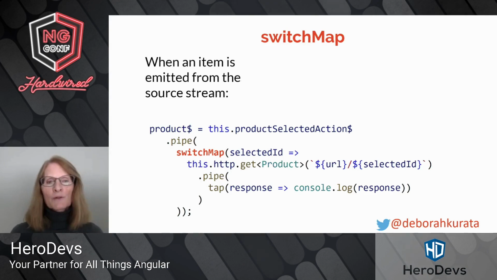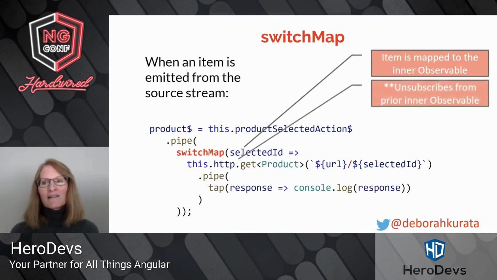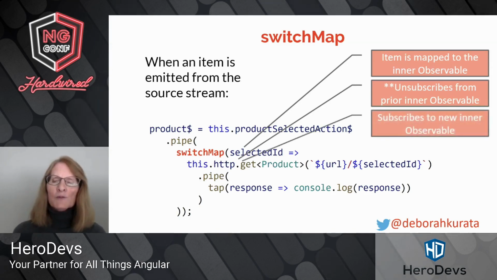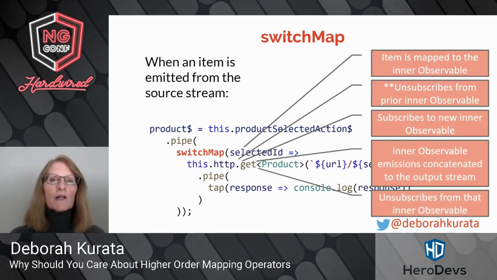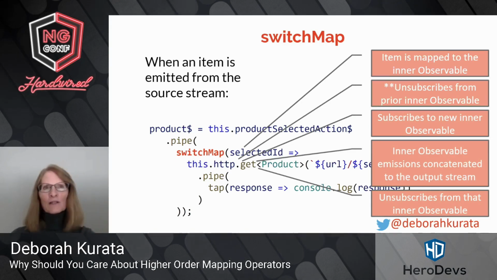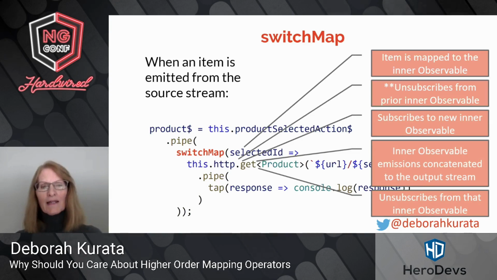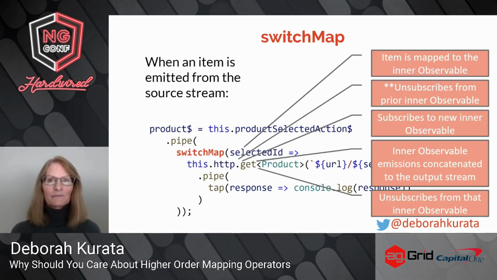When an item is emitted from the source stream with switchMap, the item is mapped to the inner observable, but then what's different about switchMap from the other two is it unsubscribes from any prior inner observable. It then subscribes to the new inner observable, it concatenates its emission, and unsubscribes. So if the user picked 5, what it's going to do is start to get 4, then it's going to see that 5 was emitted, it's going to throw away the 4 and the subscription for that and go ahead and process the last selection that the user made, the one with ID of 5.